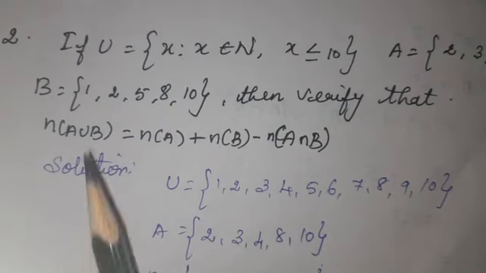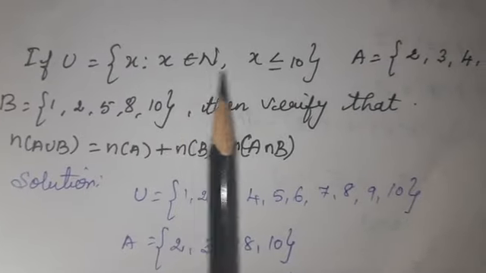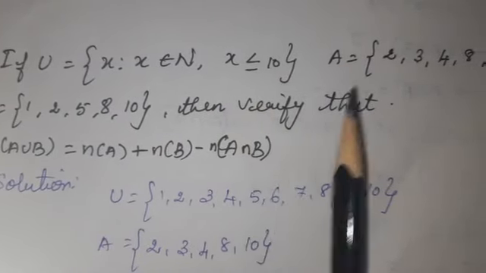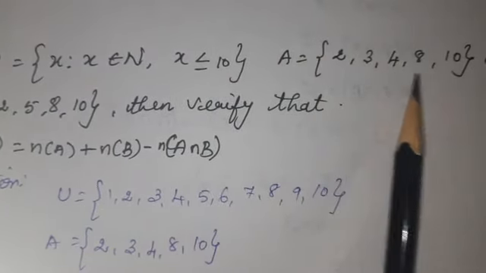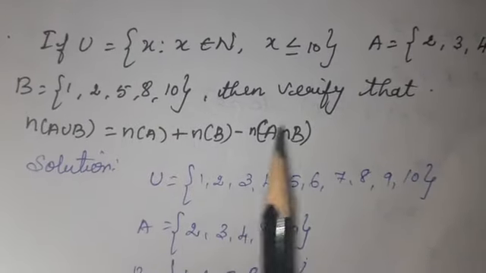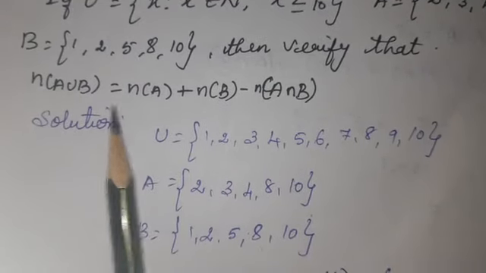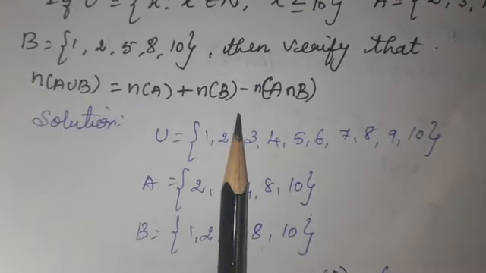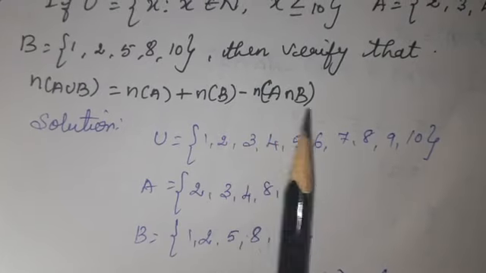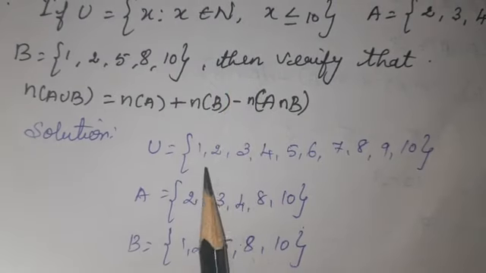Second question. If U = {x such that x belongs to N, x ≤ 10}, A = {2, 3, 4, 8, 10} and B = {1, 2, 5, 8, 10}, then verify that n(A ∪ B) = n(A) + n(B) − n(A ∩ B). Here also they have given that formula.